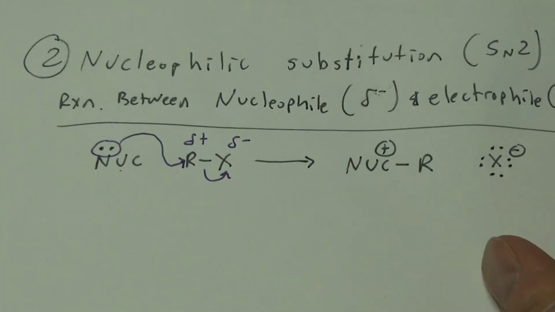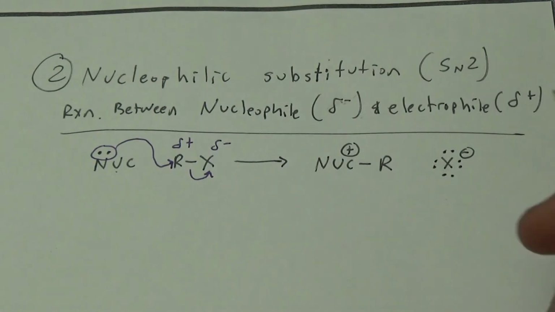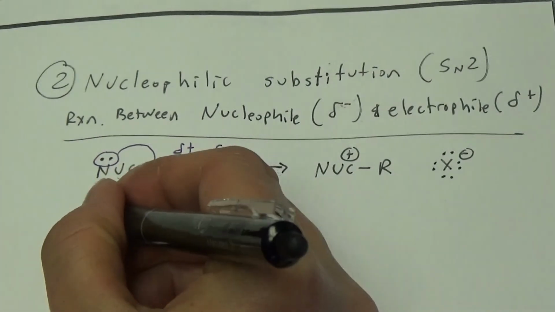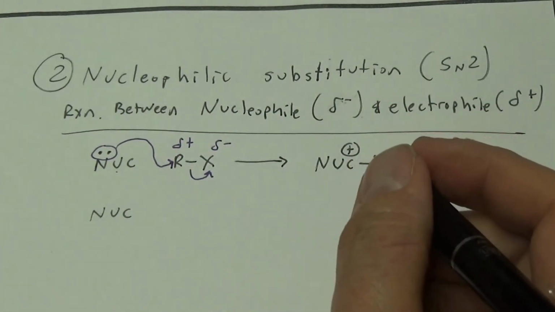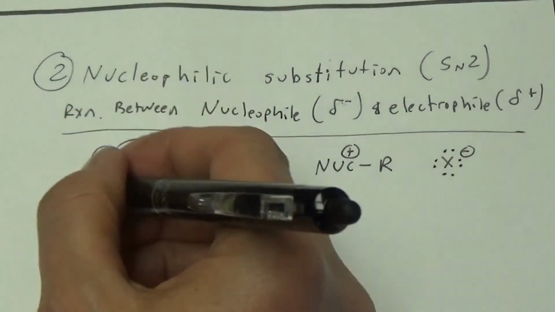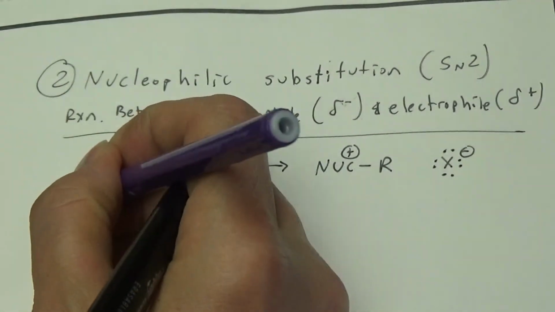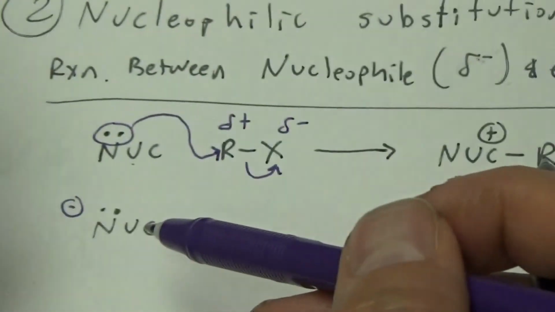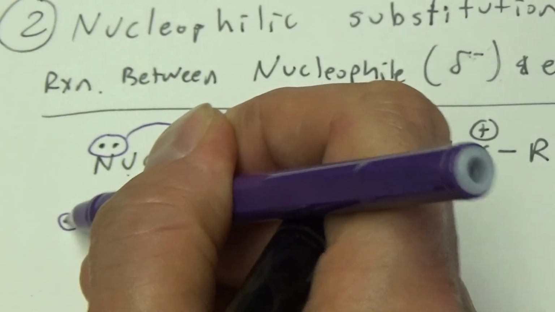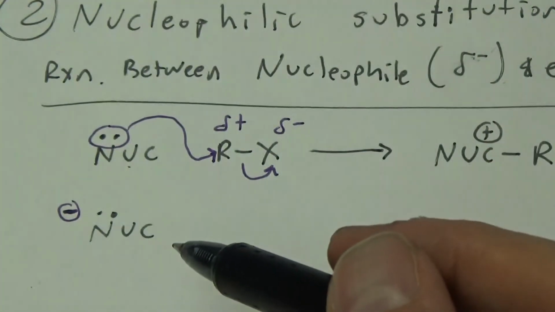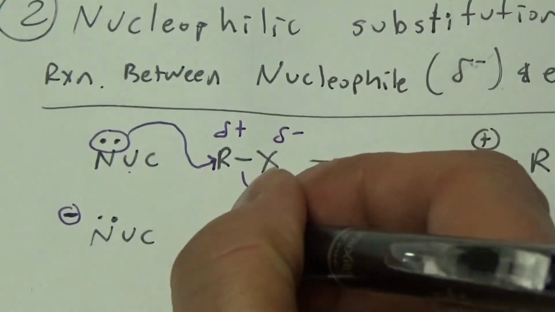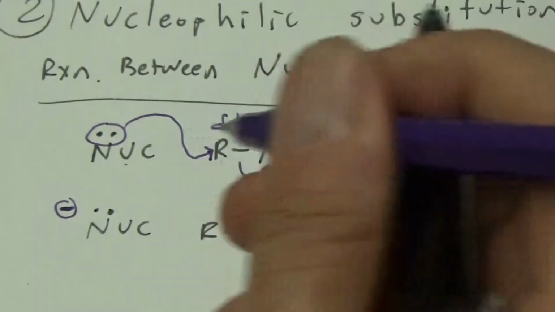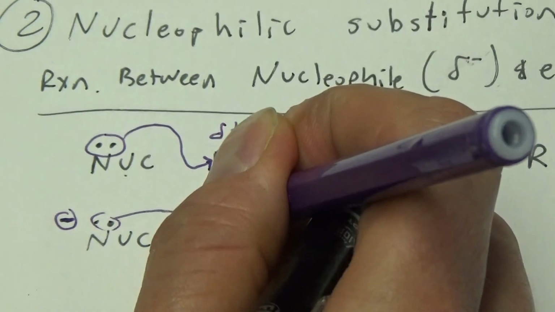The charge is positive. Okay? Another option that we sometimes see is when you have a negatively charged nucleophile. Here the nuke is neutral, but what if we have a negatively charged nucleophile? I'm drawing a little negative sign. This time the nucleophile starts negative, and then we do the same exact thing. Rx, same thing, delta positive, delta negative, and the nuke now can attack.